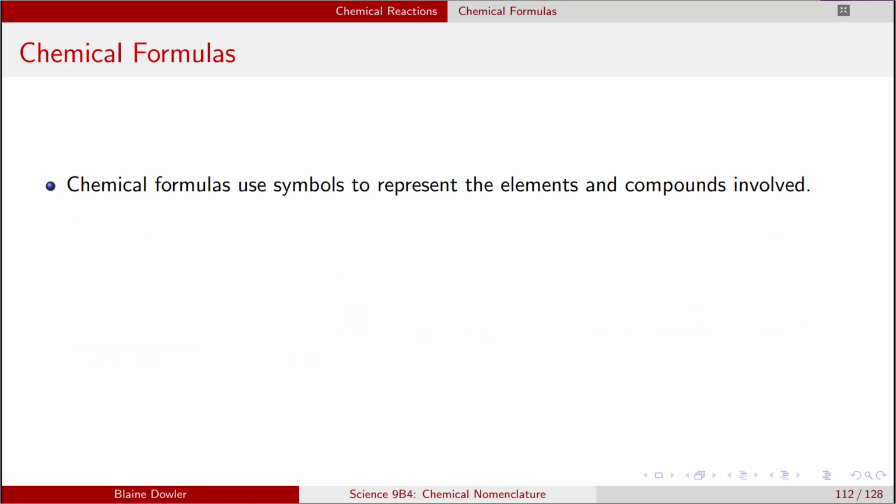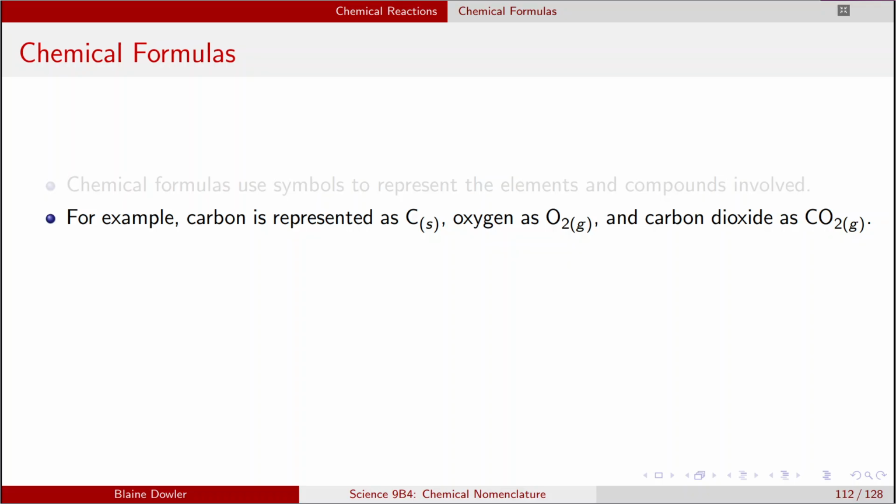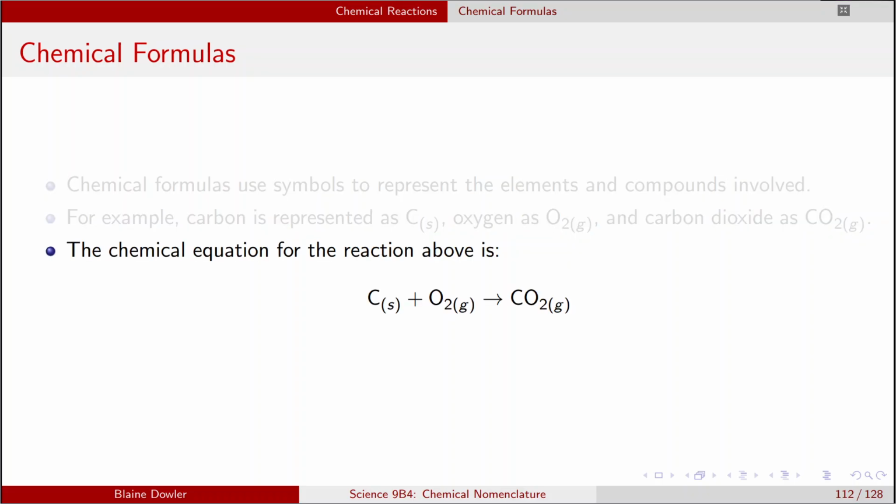Chemical formulas use symbols to represent the elements and compounds involved. For example, carbon is represented as C, solid, oxygen is O2, gas, carbon dioxide as CO2, gas. The chemical equation for the reaction above, that carbon plus oxygen making carbon dioxide, is written like this. Carbon solid plus oxygen gas. The right arrow says we are separating our reactants and our products. The product is CO2 gas.